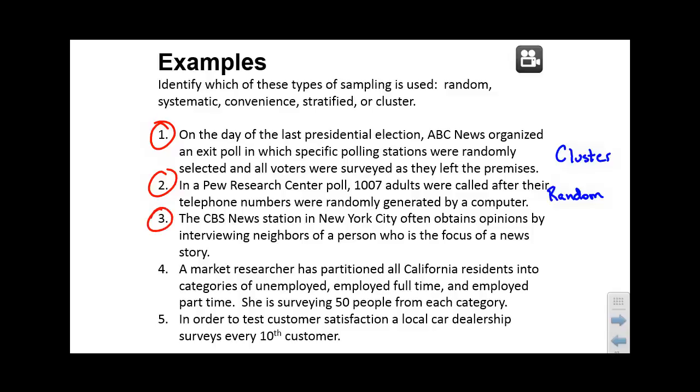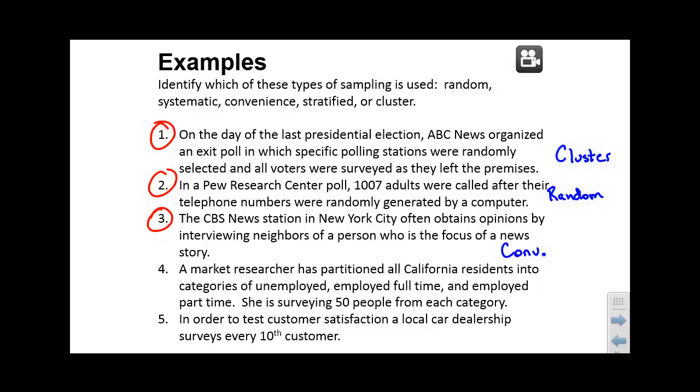Number 3, the CBS news station in New York City often obtains opinions by interviewing neighbors of a person who is the focus of a news story. So they're kind of taking the easy way out, right? They're interviewing the neighbors instead of possibly finding where that person works or what kind of hobbies they have, interviewing people from their hobbies. They're just going next door. So they're taking the easy way out, and this is convenient sampling.